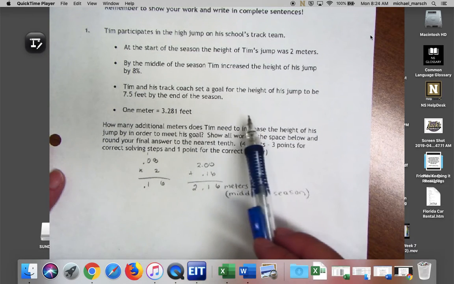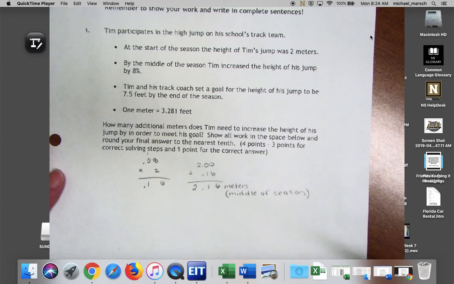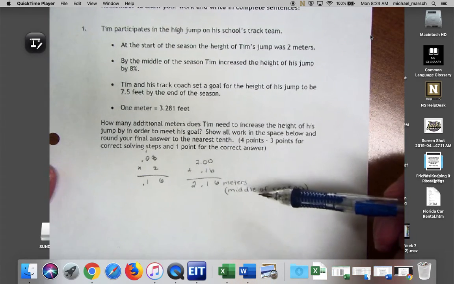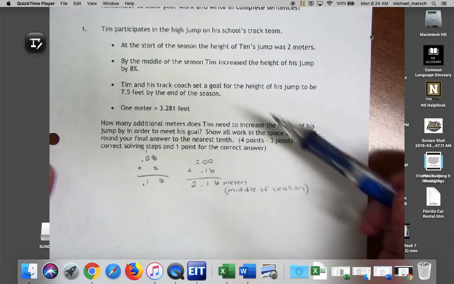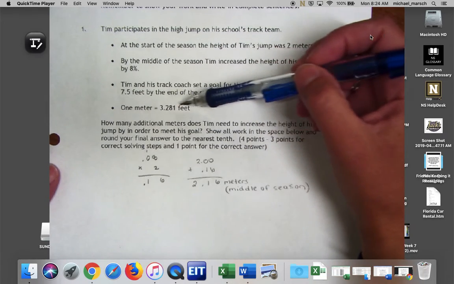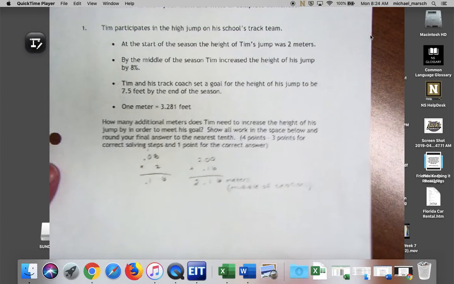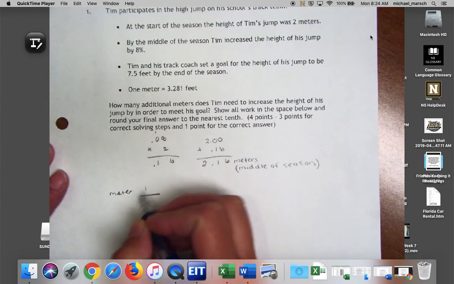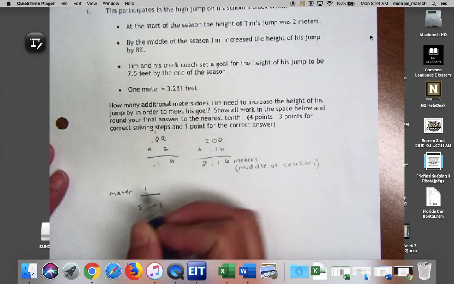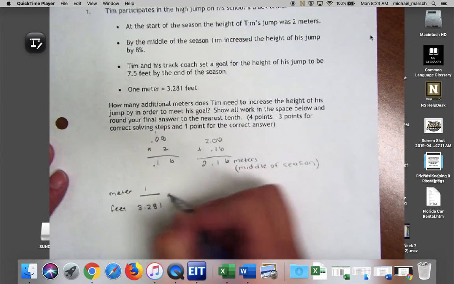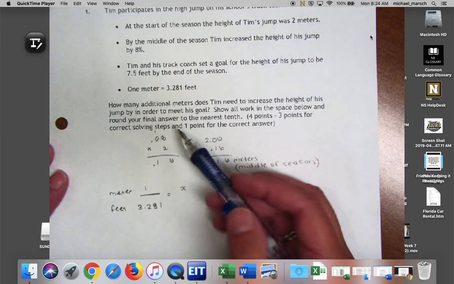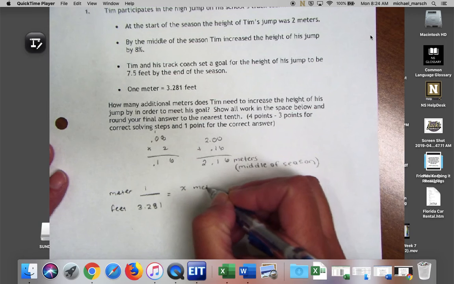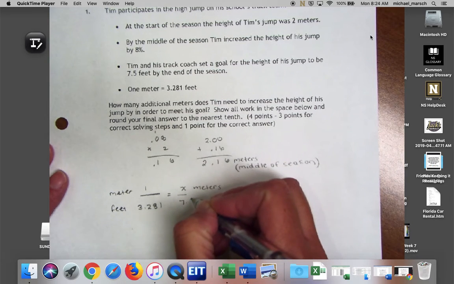Tim and his track coach set a goal for the height of his jump to be 7.5 feet. Okay, so notice that this is in feet, this is in meters. Now we have to do a conversion. So we need to figure out how many meters is in 7.5 feet. So that's going to be my conversion. So 1 meter equals 3.281 feet. So how many meters, because that's what we're trying to find, what is the conversion of feet to meters in 7.5 feet?